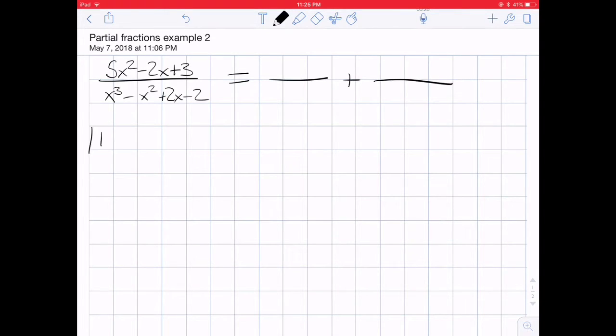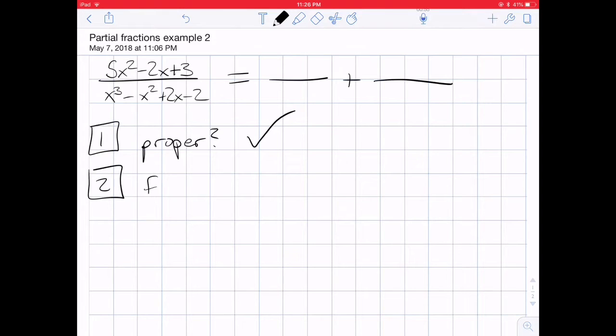The first step, just like last time, is going to be to ask whether or not it's a proper rational function. And once again, we happen to have been given a fraction that is proper. The top is a second power polynomial, and the denominator is a third power. So we don't have to do any long division. That's done.